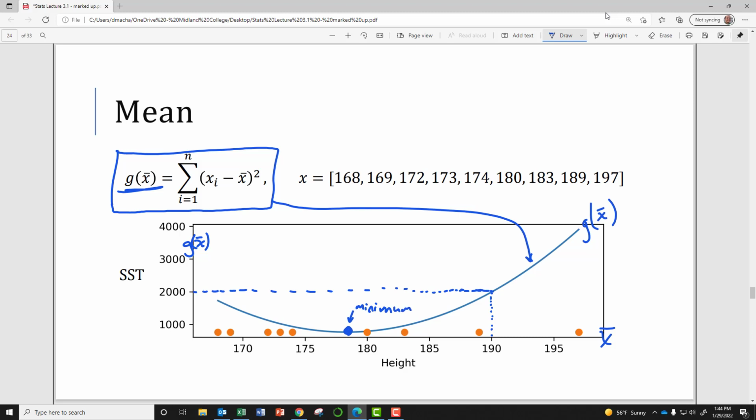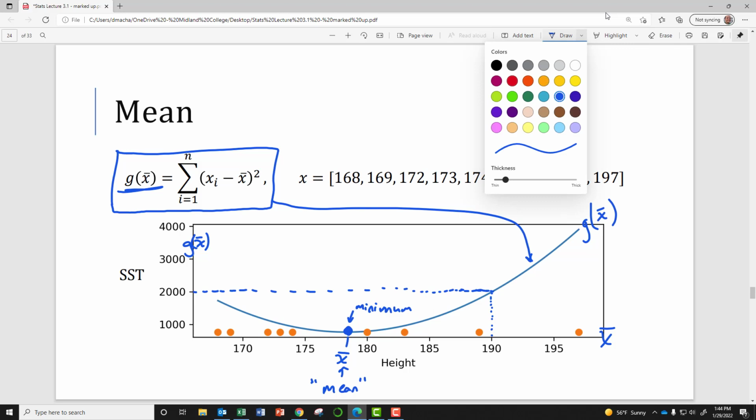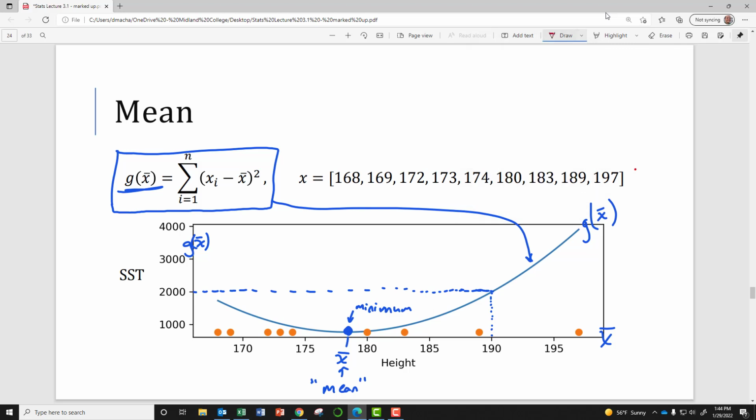And so the value of x bar that corresponds to this minimum value is actually the mean. It's kind of neat to know that this mean is really the solution to a particular minimization problem, or we could call it an optimization problem. We're choosing an optimum value, because we're choosing the value that minimizes the sum of the squared distances.